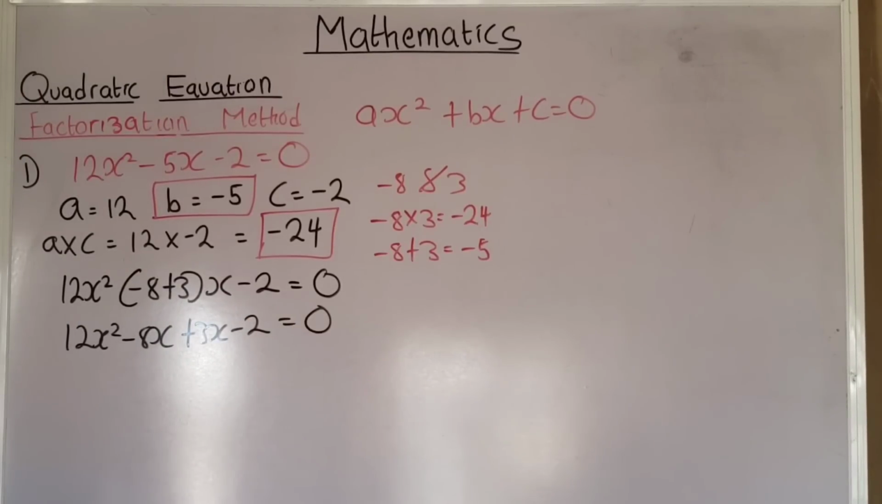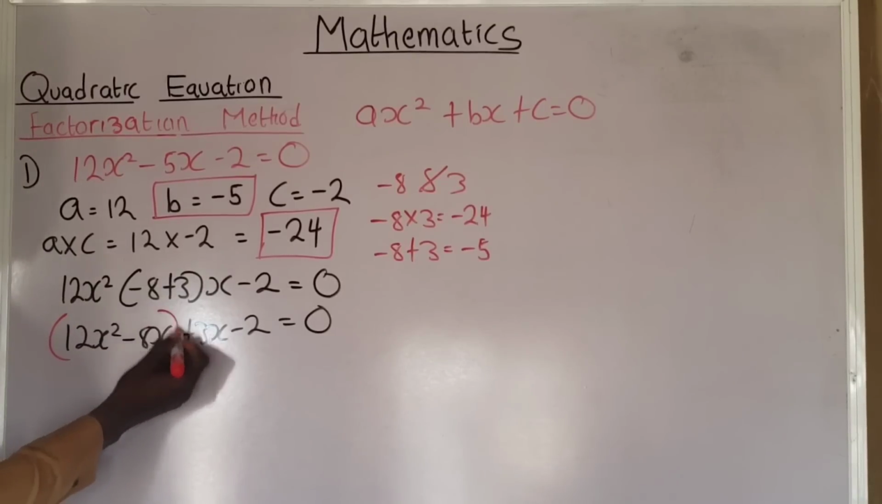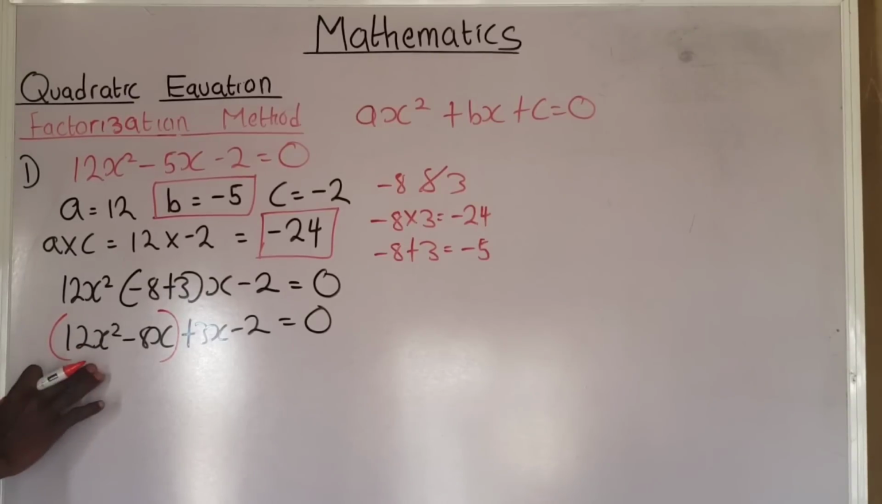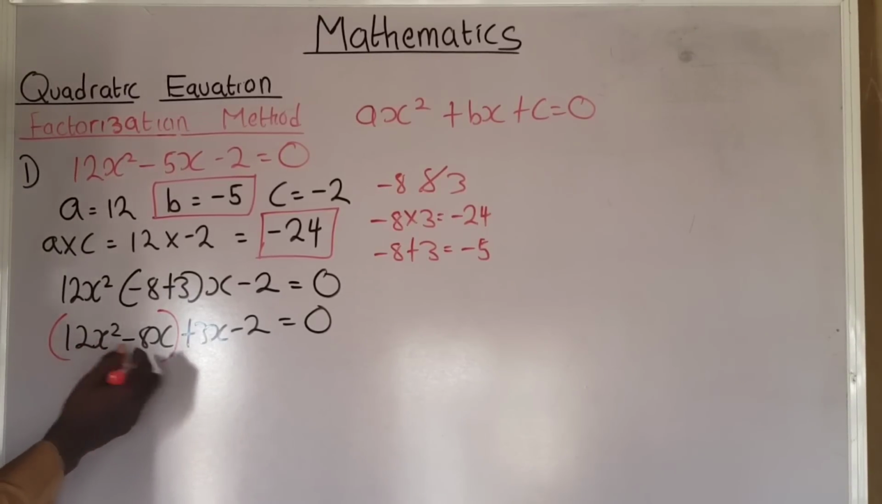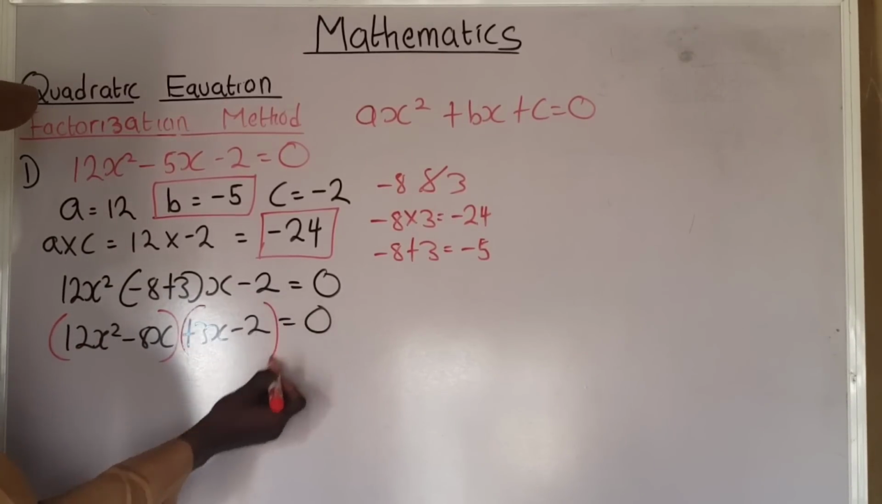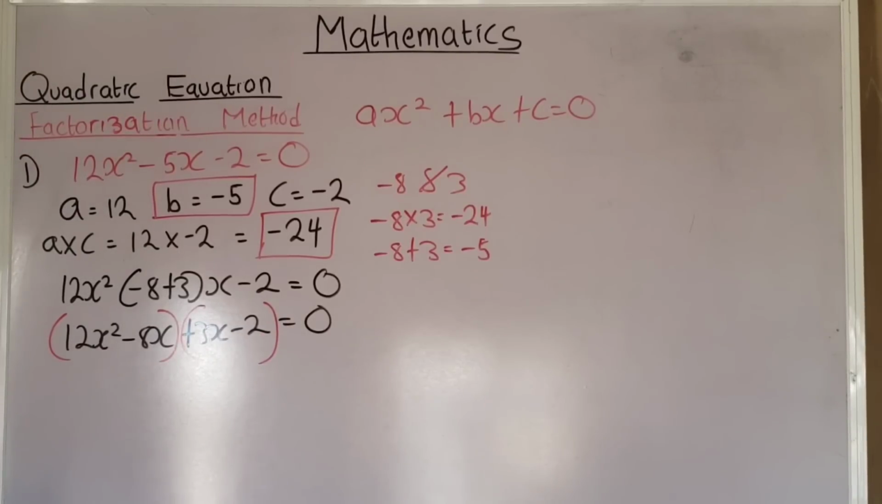Do you understand? Okay, so here I'm going to separate this quadratic equation into two parts. The first part will be the first two terms, 12x squared and negative 8x. And the second part is plus 3x and negative 2. So now I'm going to factorize each part.